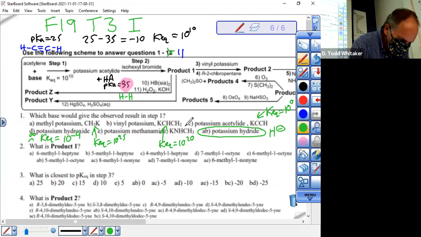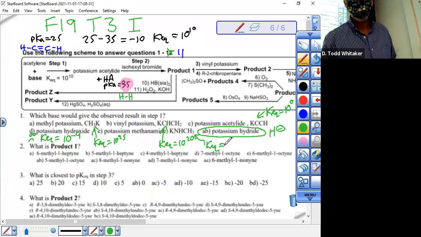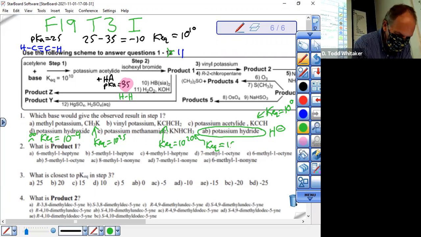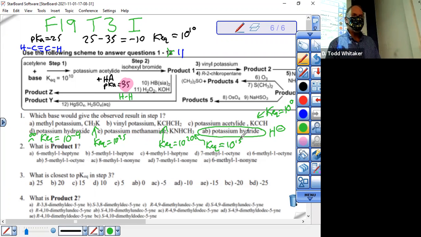And this last one over here, KEQ is 10 to, let's see, that's the conjugate base of an amine with a pKa of 40. 25 minus 40 is negative 15. KEQ is 10 to the 15. There you go. I got all the possible answers covered.